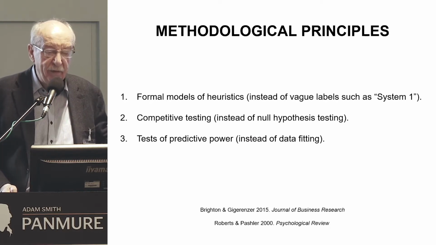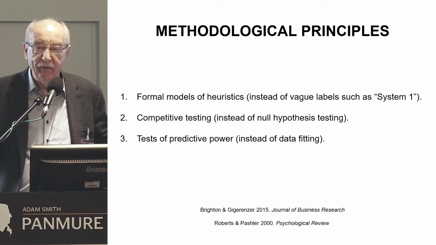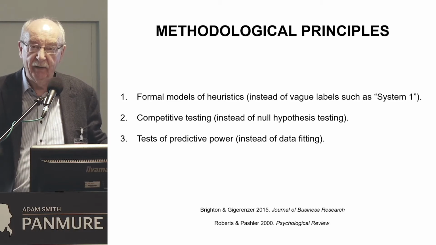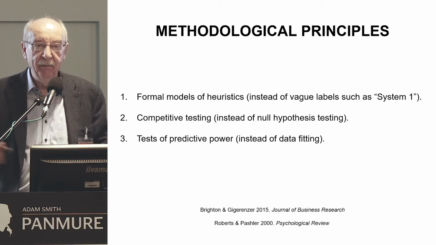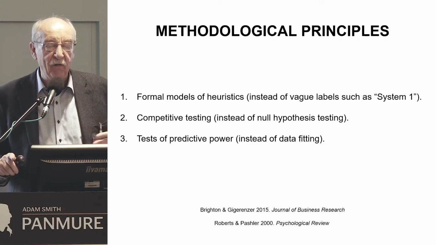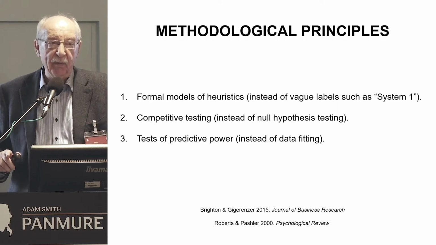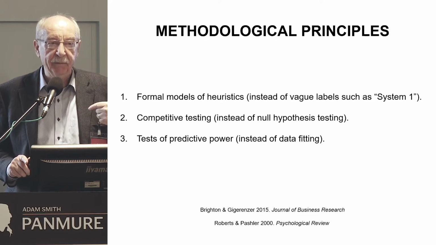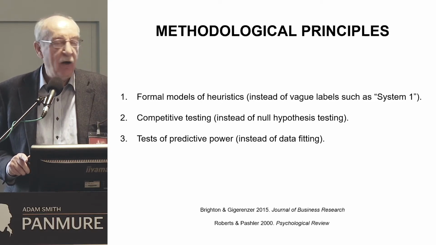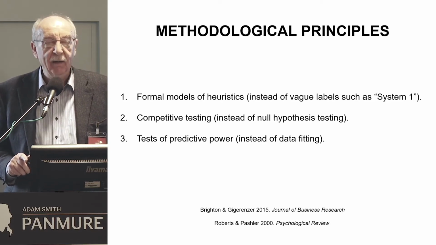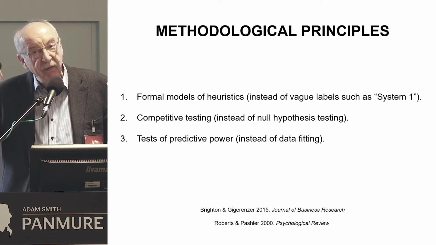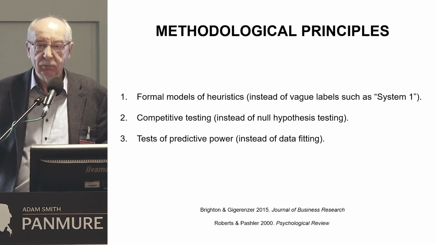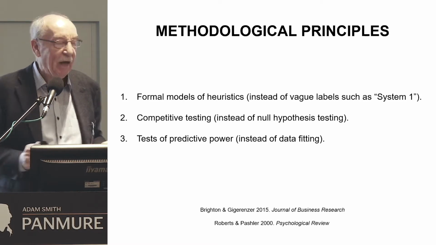You need formal models of heuristics, no vague labels like system one, which are the nadir of psychological thinking, dichotomies. Good science starts with dichotomies, goes into formal models. It's the only case I know where it went the other direction. So there are quite clear models about both deliberate and intuitive thinking, and it just ended up as a two systems story somehow.